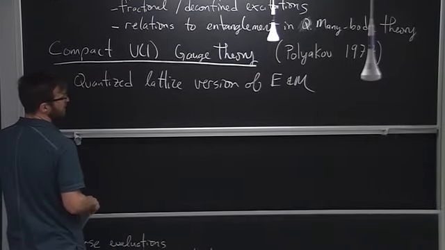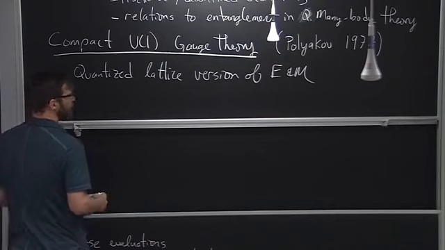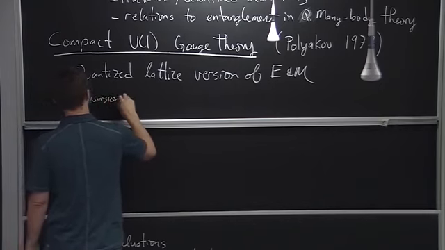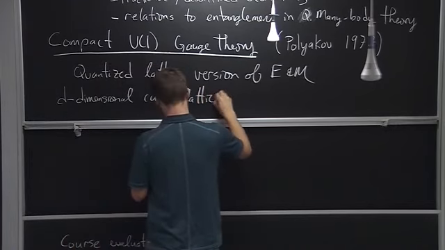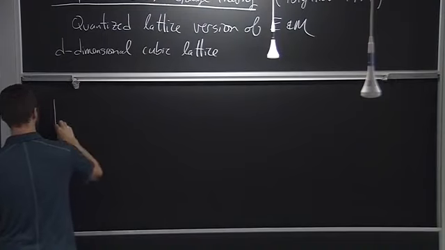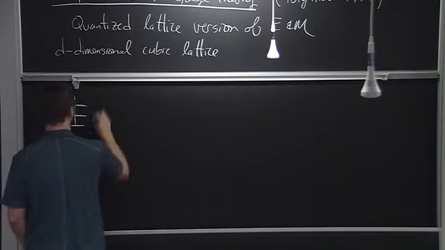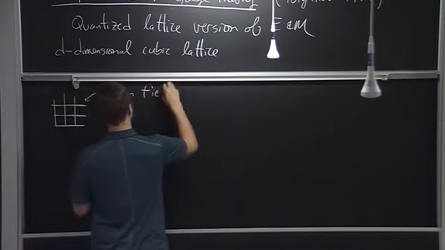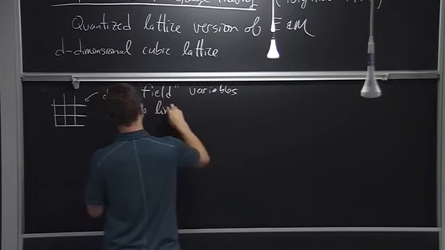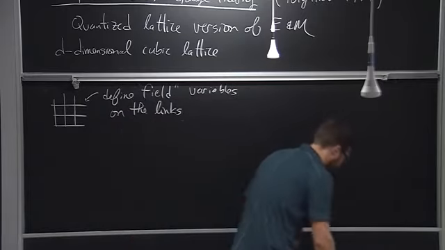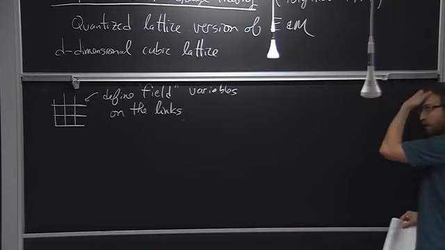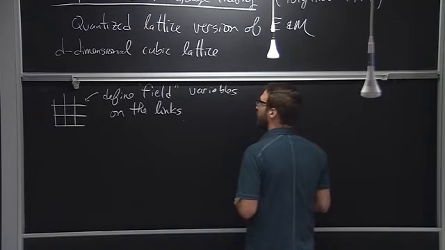So for compact U1 gauge theory, let's just redefine the Hamiltonian, this Hamiltonian version of E and M, starting with a lattice, and I'll choose a cubic lattice again, so d-dimensional. And on that lattice, I want to define variables on the links. So in 2 dimensions, we just have a square. And I'm going to use 2 different variables. One will be like your vector potential A, and one will be an electric field. And they have to be a canonically conjugate pair.